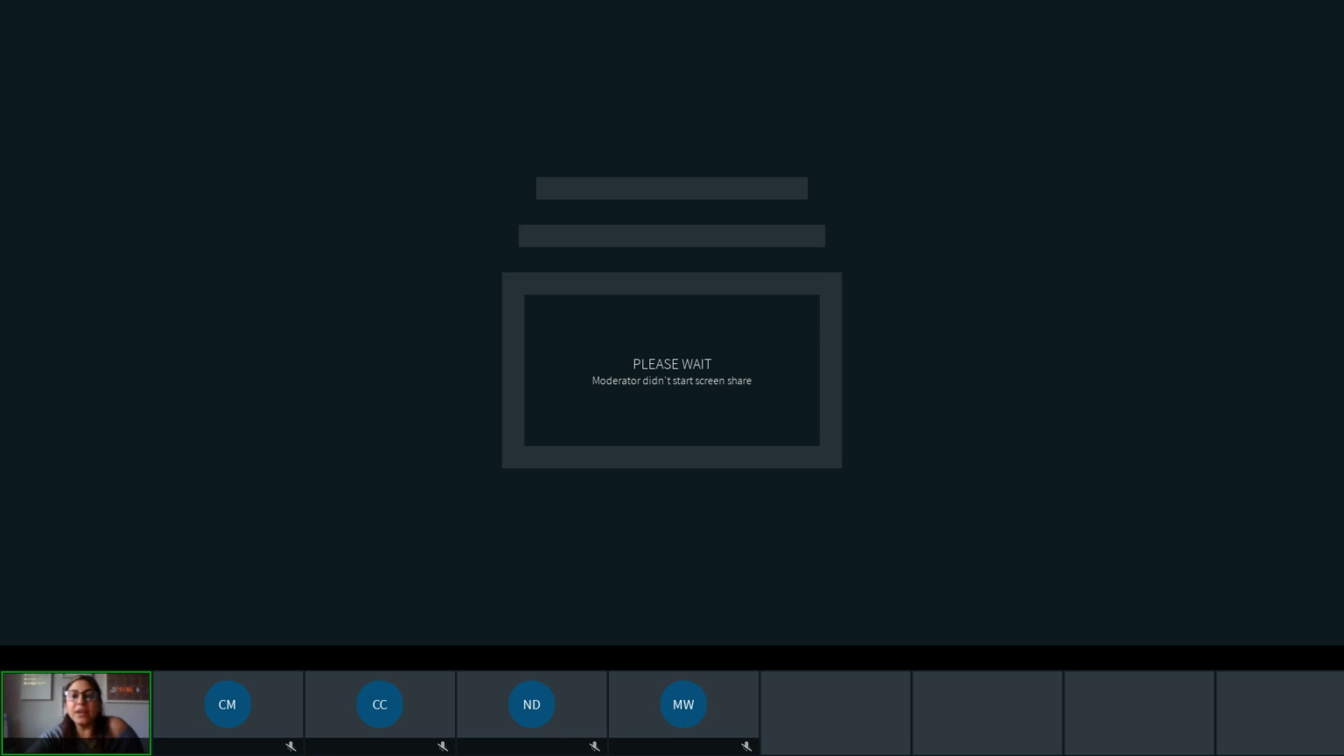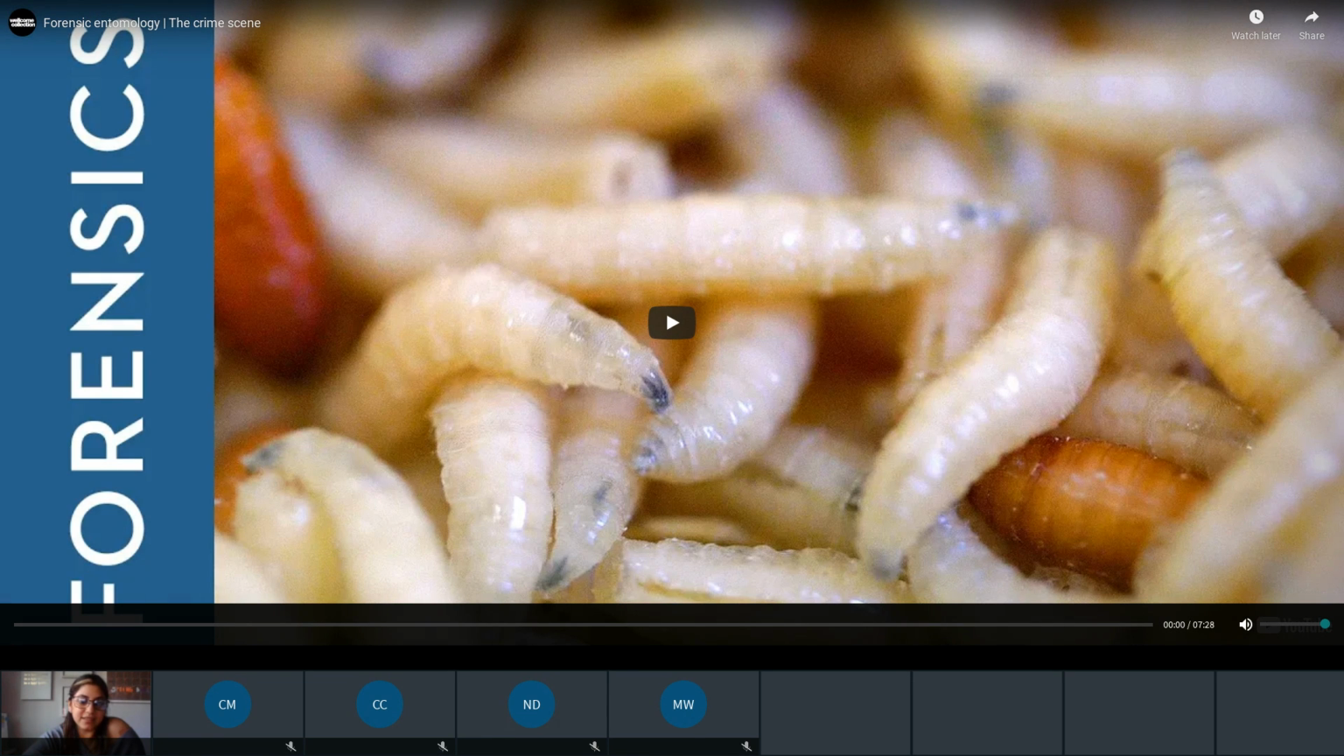Now, in that reading, they talked about when this originated, the use of insects to determine and solve crimes. What was that instance? Anyone? I know that Courtney and Caroline, you finished it. Did anyone else have a chance to finish that reading? And if not, again, no big deal.